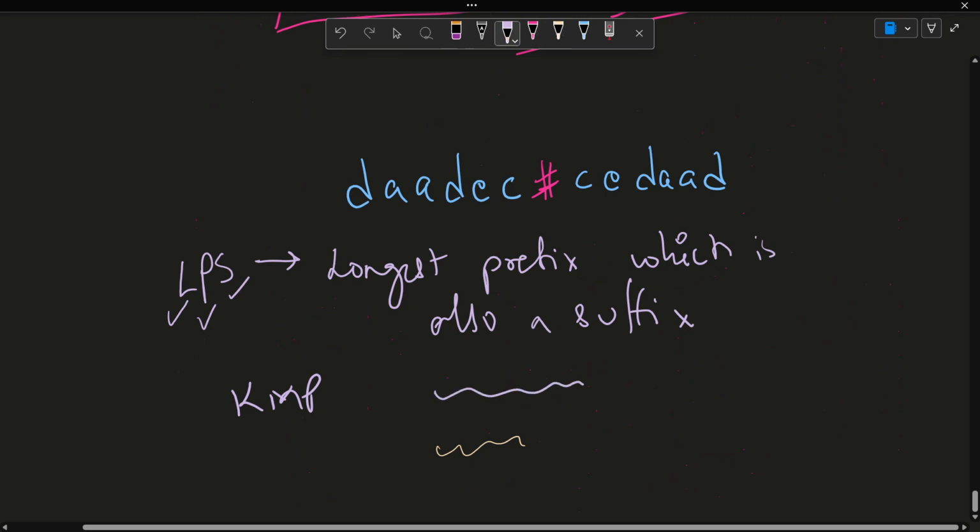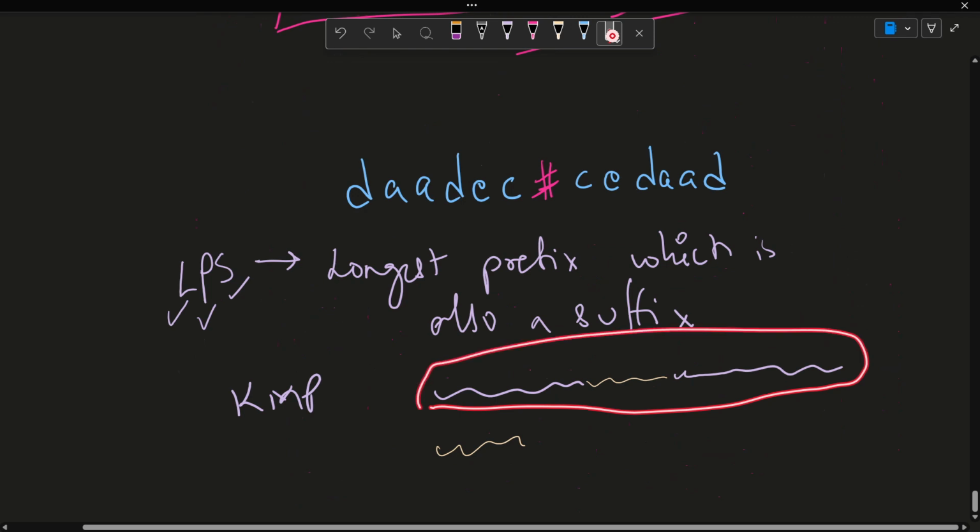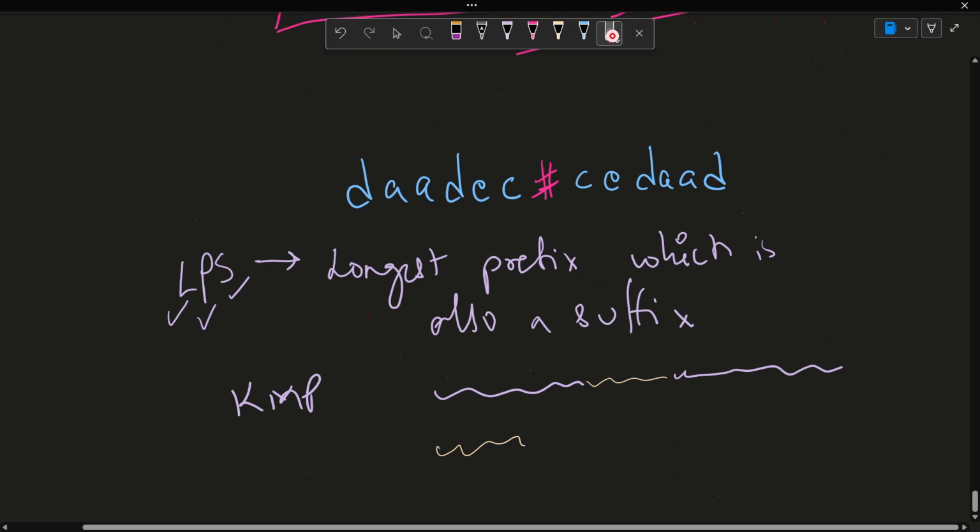Let's write it like this. Given this string, and let's say this pattern is exactly the same as this part, the KMP algorithm would basically find this. The idea is to find a pattern that matches in this bigger string. KMP does this by finding the longest prefix which is also a suffix, which allows us to do the traversal only once over the string, so we can find this pattern in linear time.